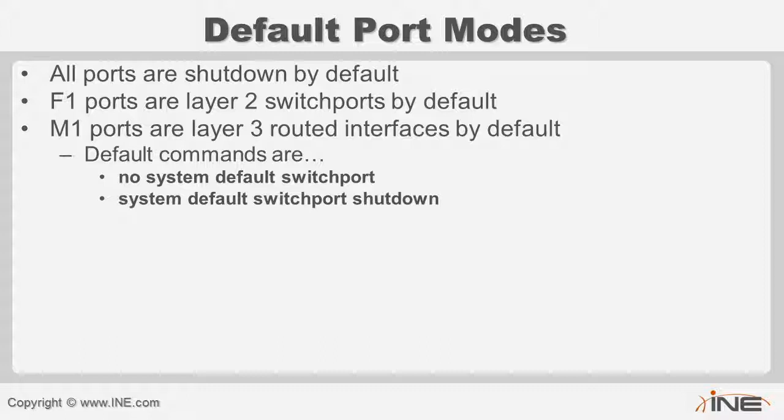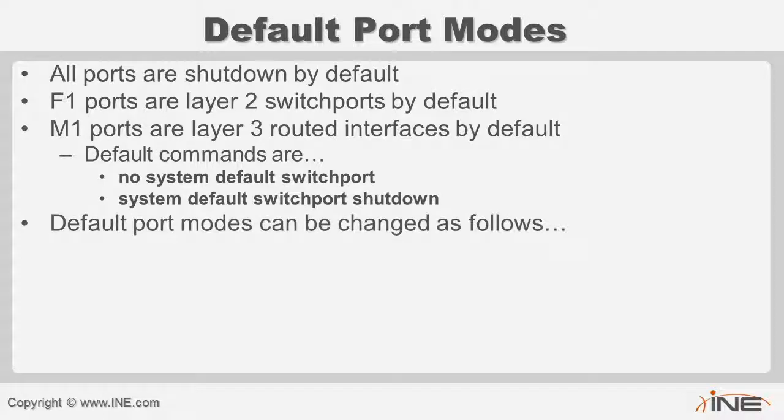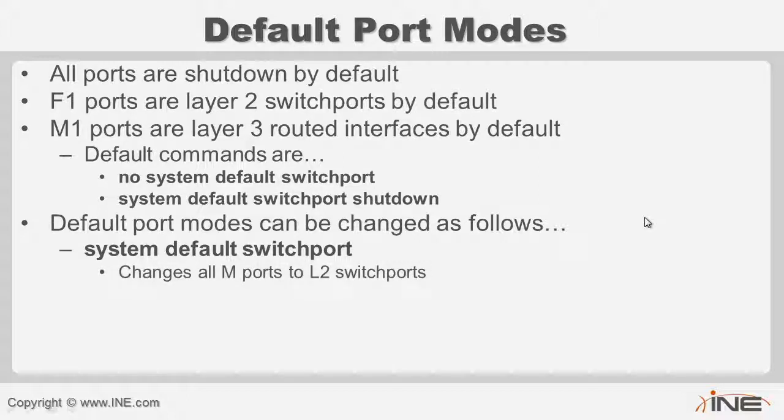So there may be a case where you quickly want to enable all the interfaces, or you want to revert them all from layer 3 mode back to layer 2 mode. So we can change some of these defaults. If we were to say system default switchport, this is going to change the M module, either M1 or M2, from layer 3 routed ports, which are the no switchports, back to layer 2 switch ports, which means they're going to run in access mode.